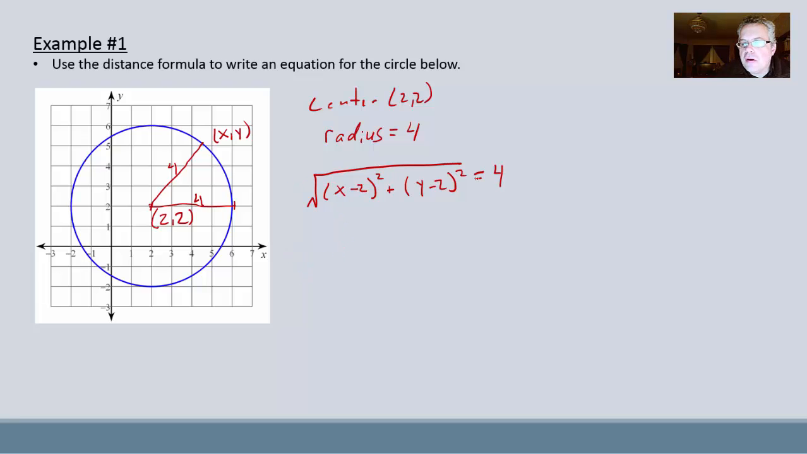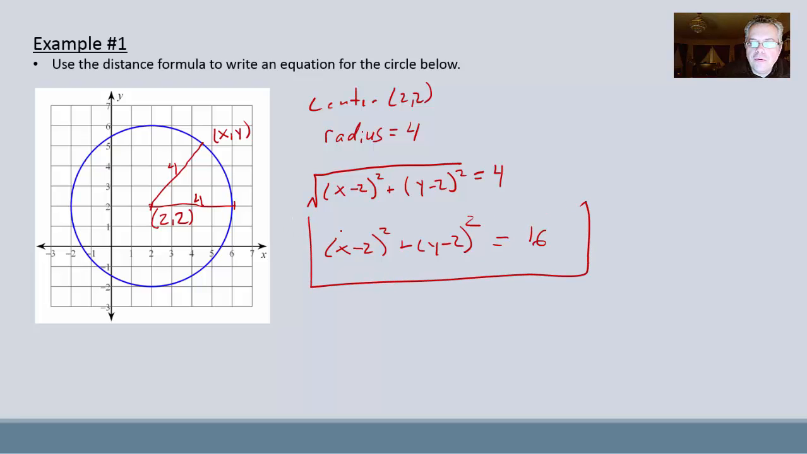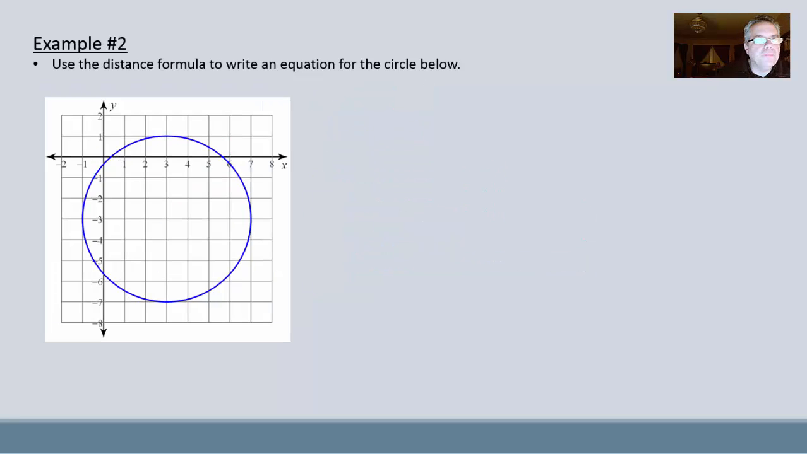Now, this equation is perfectly valid, but normally we want to write this without the square root, so we square both sides. If we square the left side, the square root disappears. And if we square the right side, we get 16. So this is called the standard form for a circle. There's some other things: parabolas, ellipses, hyperbolas. Probably learn about next year, I hope. But the most basic one is a circle. All right, that's kind of it. And in fact, we're going to learn a shortcut in a minute.